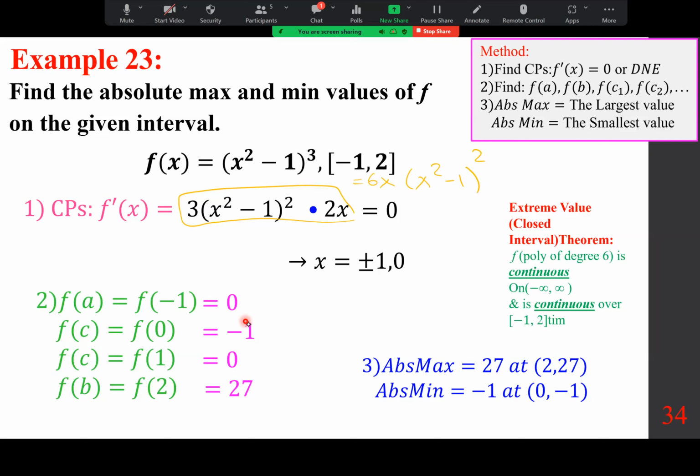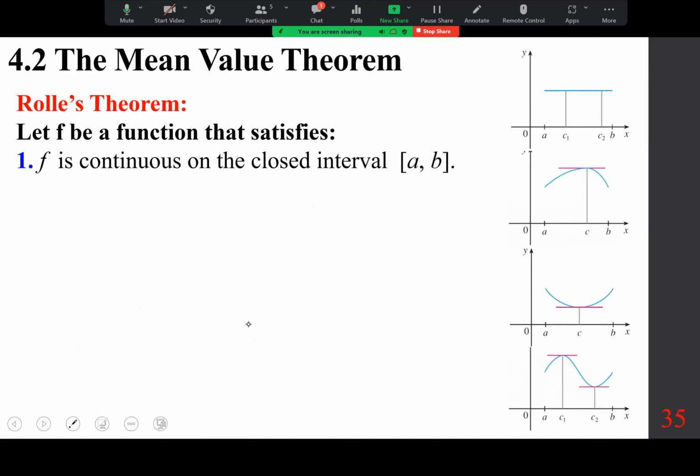All right. So that's the synopsis with a few examples as far as this section is concerned. We're going to move on to 4.2. The name is the mean value theorem. And we start with Rolle's theorem, which is a special case of the mean value theorem.